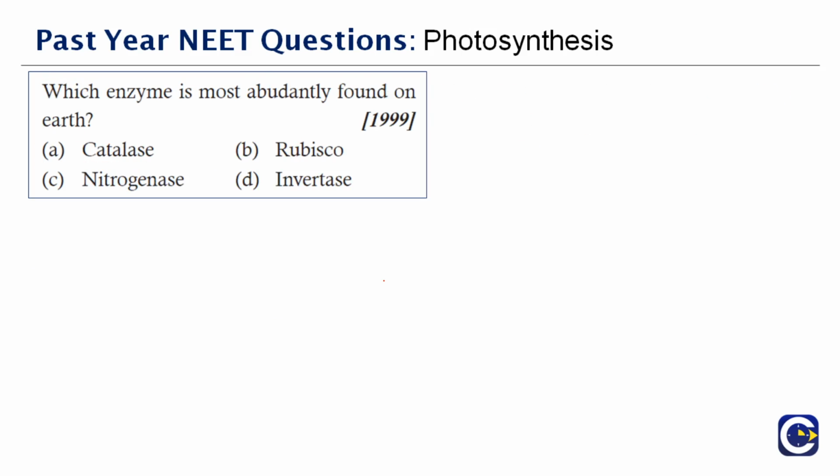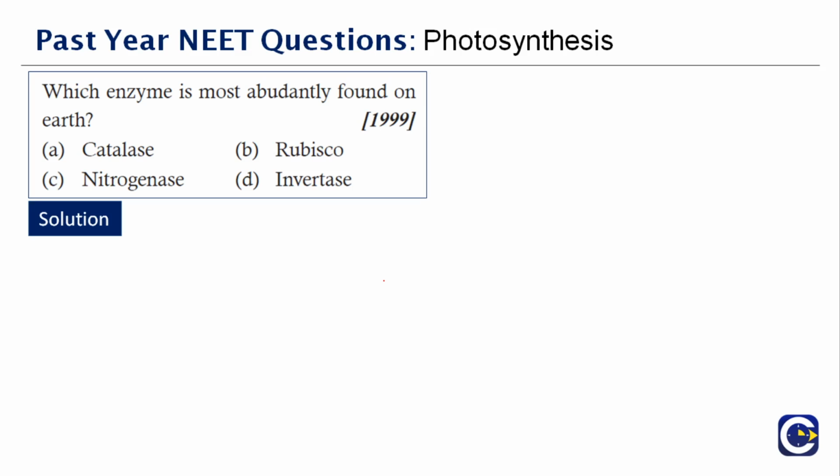Next question here. Which enzyme is most abundantly found on Earth? Oh my god. This is also again an easy question for you. You're given 4 options here. Okay, what are the options given here? Catalase, nitrogenase, then you have invertase and Rubisco.